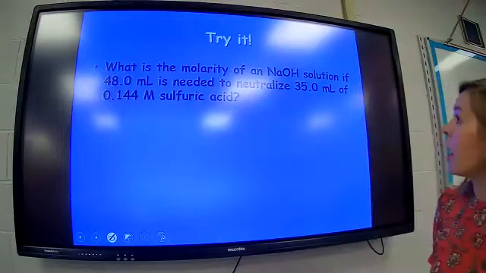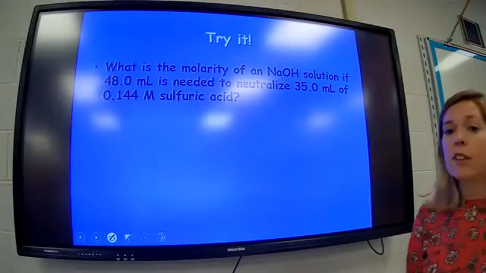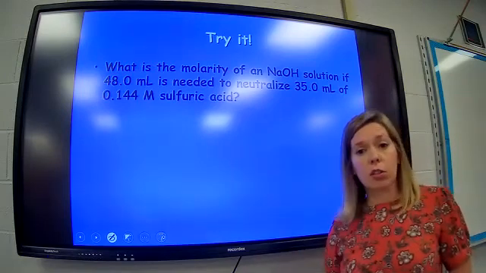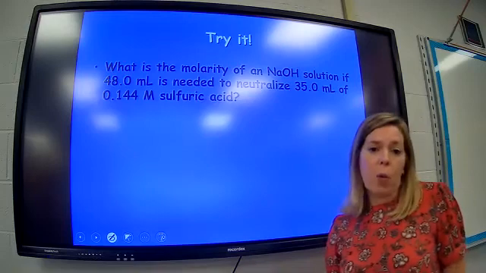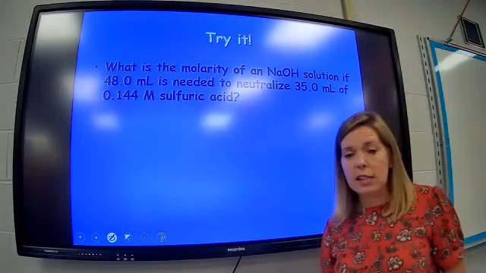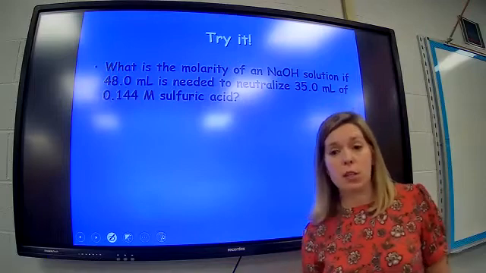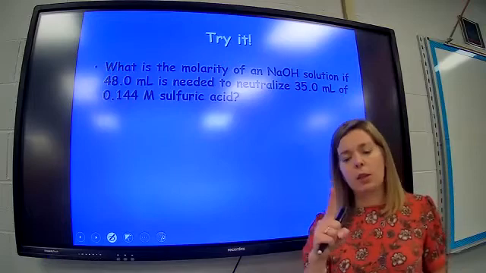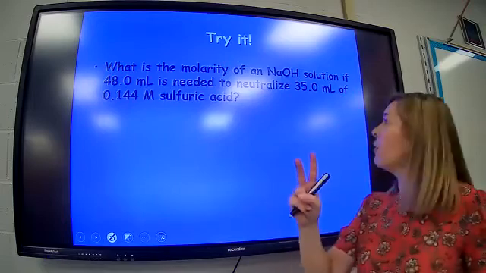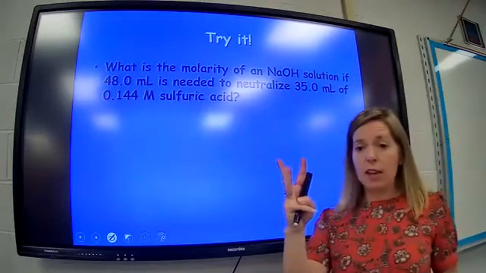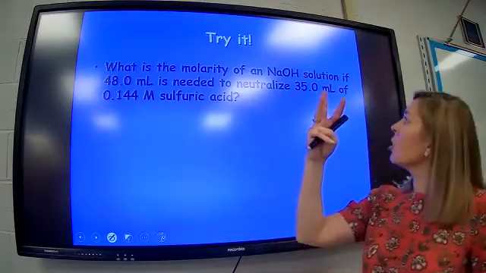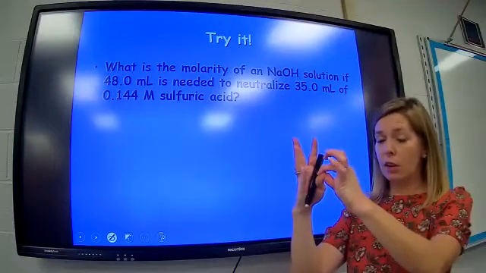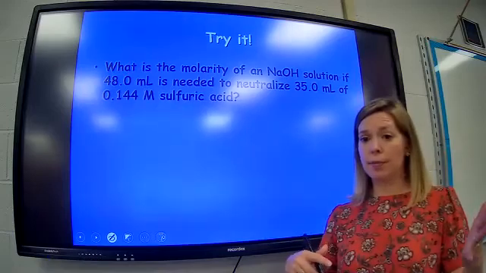All right, so now we've got another one here. What is the molarity of the sodium hydroxide solution if 48 milliliters is needed to neutralize 35 milliliters of 0.144 molar sulfuric acid? Okay, two different ways we can do this problem. Way one, this is how your textbook will do it. Write the equation, balance the equation, find the moles of sulfuric acid. From moles of sulfuric acid, go to moles of sodium hydroxide. If you have moles and volume of sodium hydroxide, you could find molarity.